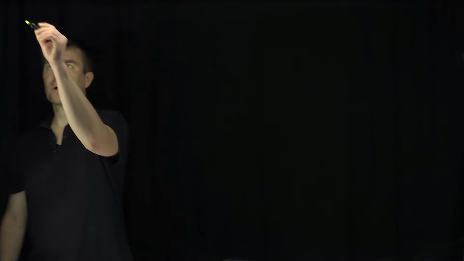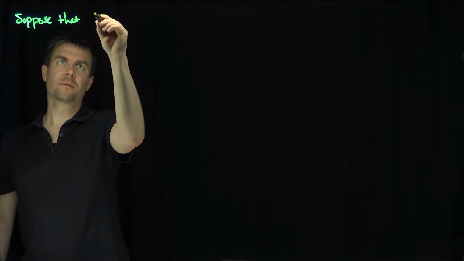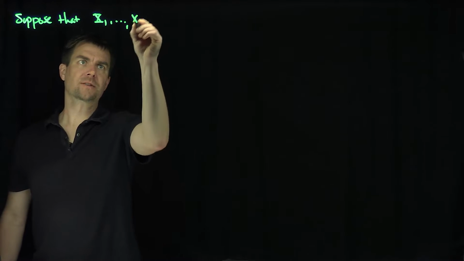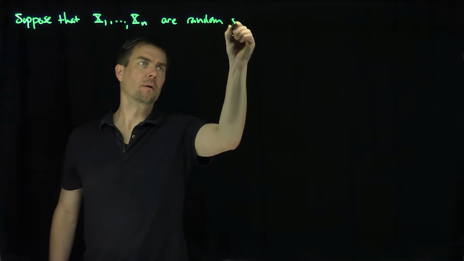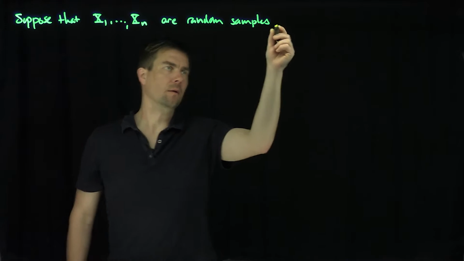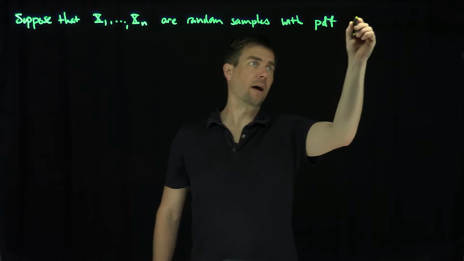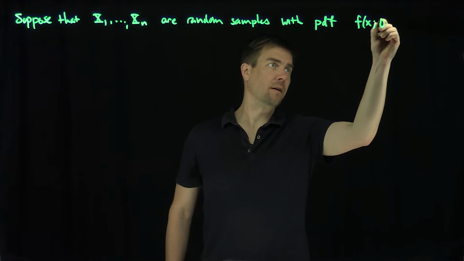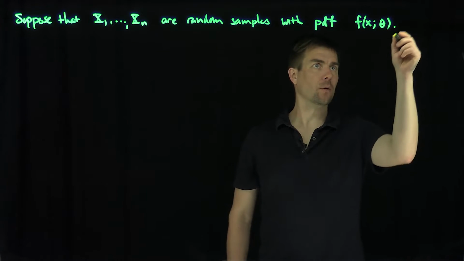Hello students, in this video we'll prove the Cramer-Rao bound, which provides a lower bound on the variance of an estimator that's unbiased. So let's suppose that x1, ..., xn are random samples from a PDF f of x and theta. And we're trying to estimate theta, right? Our goal is to estimate theta.